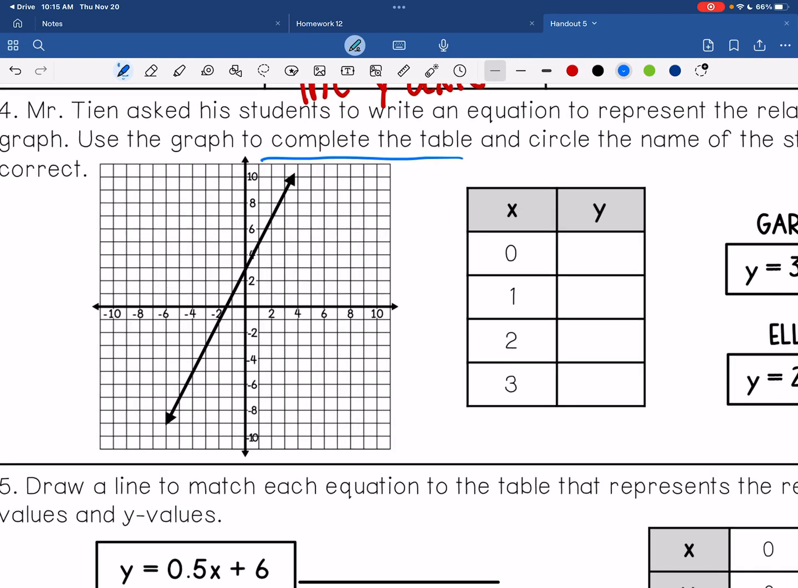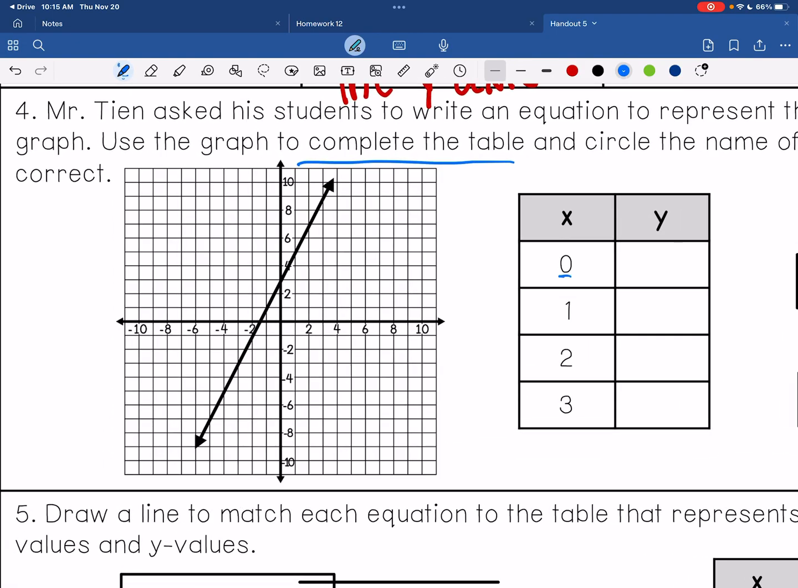So starting off, I need to look on my graph for x equals 0. I always know that's going to be right on my y-axis. Anytime x equals 0, that's right here on your graph. So I see that point right there, which is 0, 3, right in between 2 and 4. Then I'm going to go over to 1, that's 5. When x is 2, y is 7. And when x is 3, y is 9.